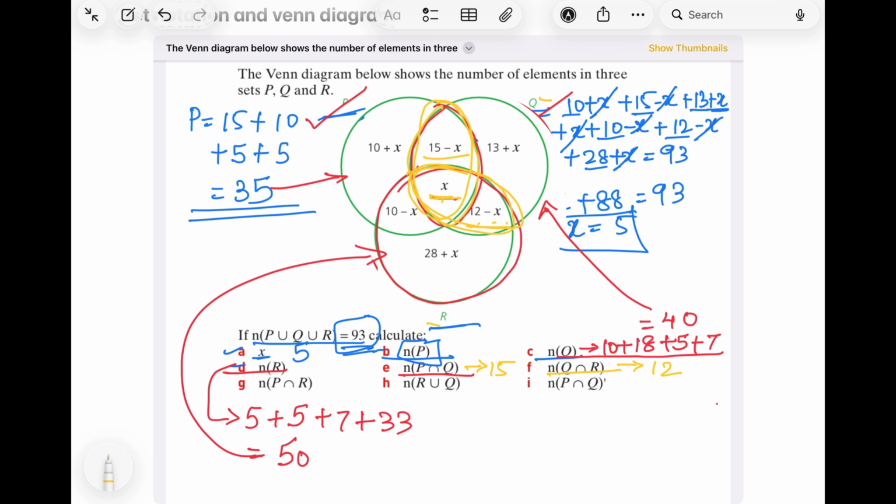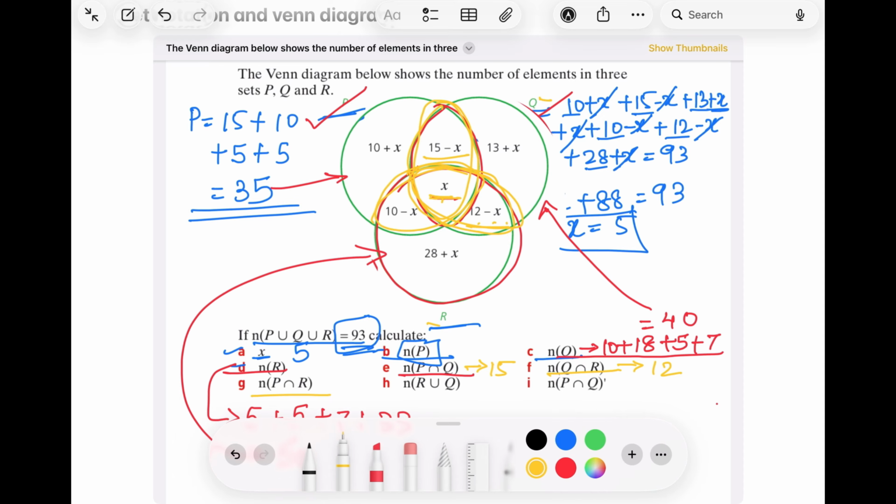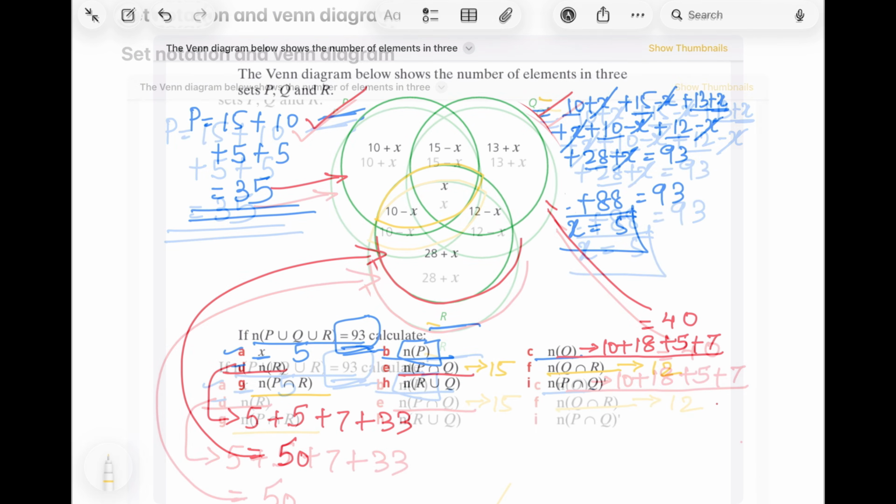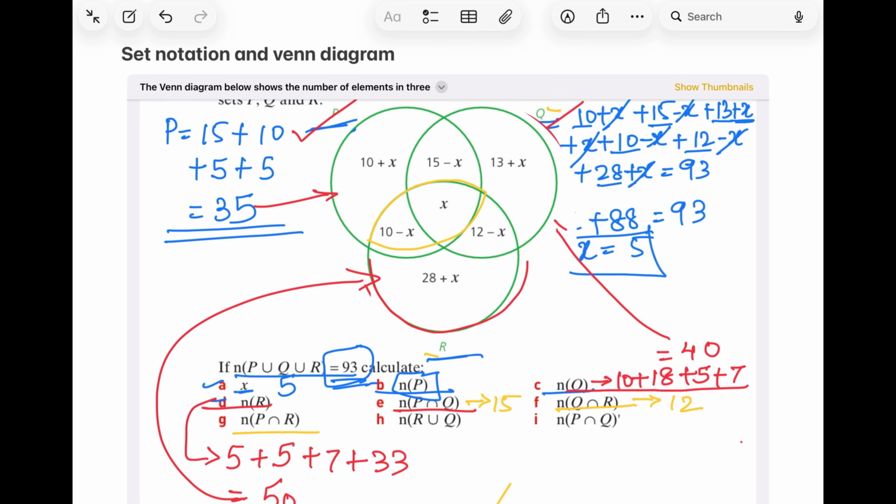Right? Now last, P intersection R. Now P and R, where are they intersecting? This side, okay? We'll erase everything else so that we understand it better. Now we are finding out P intersection R, right? So this part it is. So this is where P and R are intersecting. So 10 minus 5 is 5 plus 5, it's again 10. So the answer here is 10.